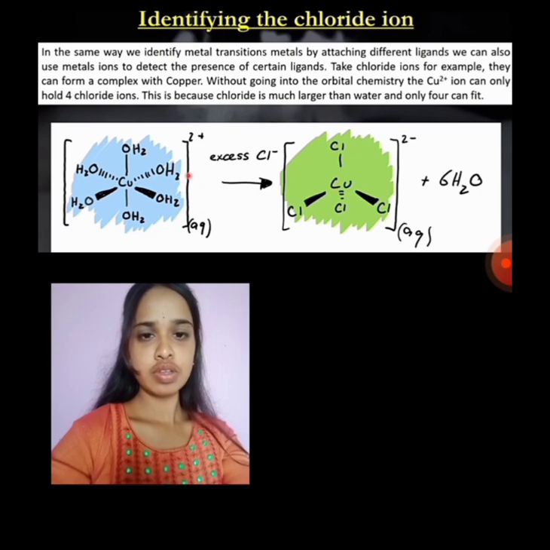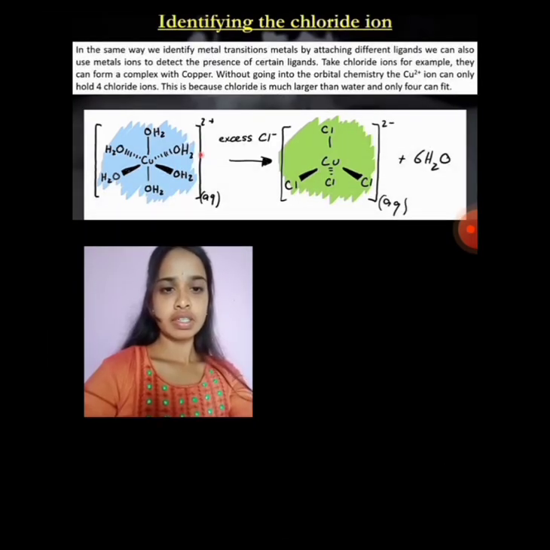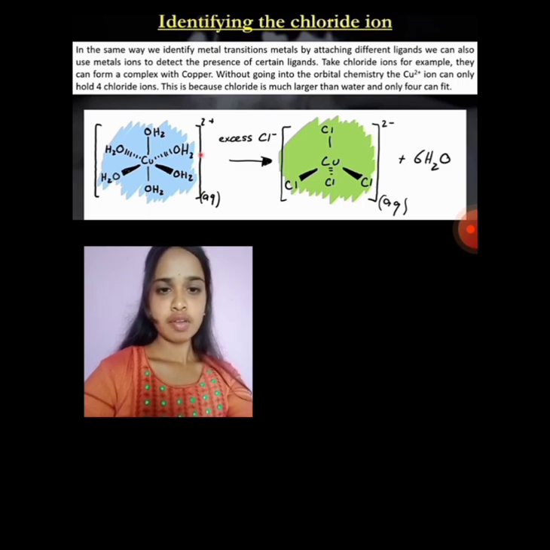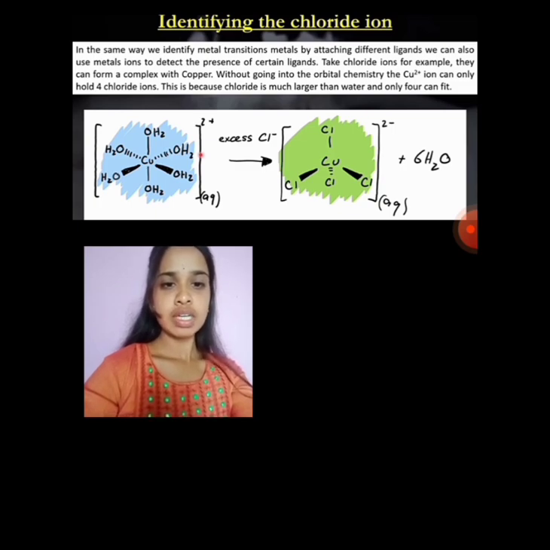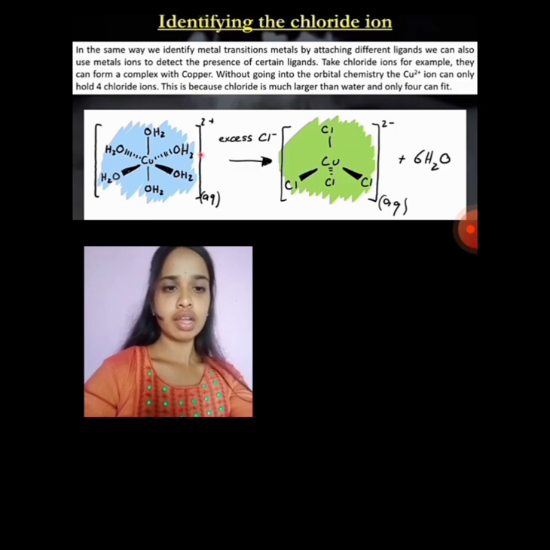We can also detect the presence of certain ligands. Take chloride ions for example. They can form a complex with copper, without going into the orbital chemistry. The Cu2+ ion can only hold 4 chloride ions. This is because chloride is much larger than water and only 4 can fit.